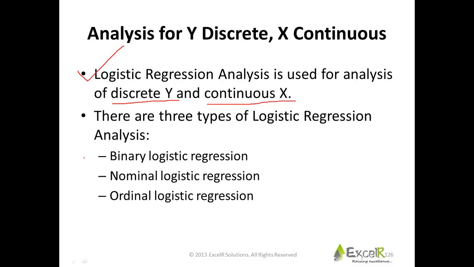By the way, there are three types of logistic regressions: binary logistic regression, nominal and ordinal logistic regression. We will do a deep dive on these data types, what is binary, what is nominal, and what is ordinal data type, in Master Black Belt.